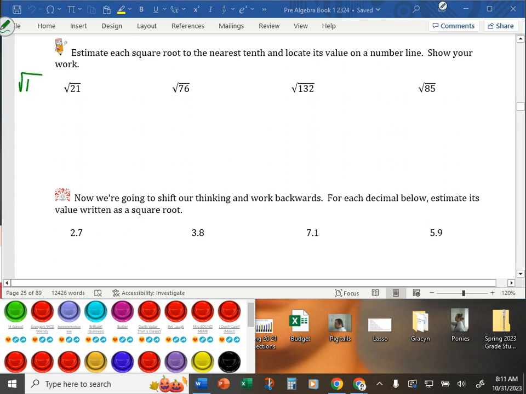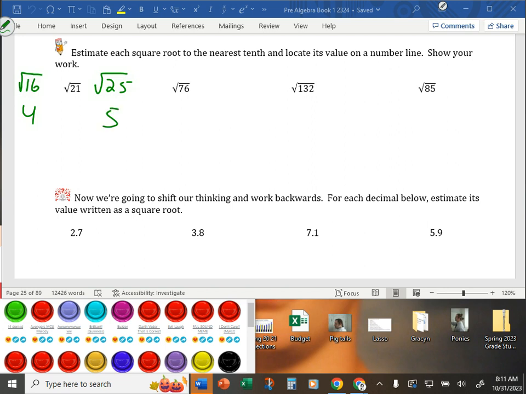Next one, root 21 is between 16 and 25. Now, if there was any one where I would accept a 0.5 in the spirit of Christmas, this one would be it, because it is about halfway, right? It is a little closer to 5 technically, but it is pretty much in the middle of 16 and 25. So in this case, 4.5, 4.6, 4.7, 4.8, 4.9, any of those would be okay.